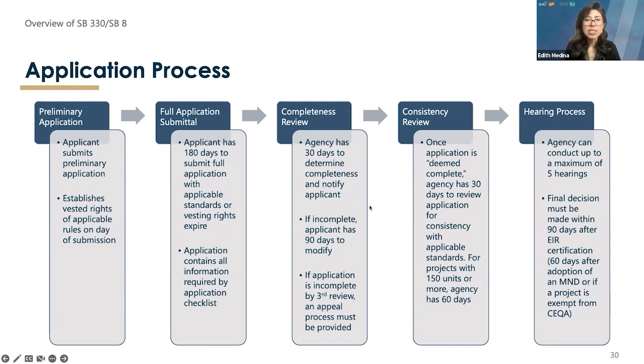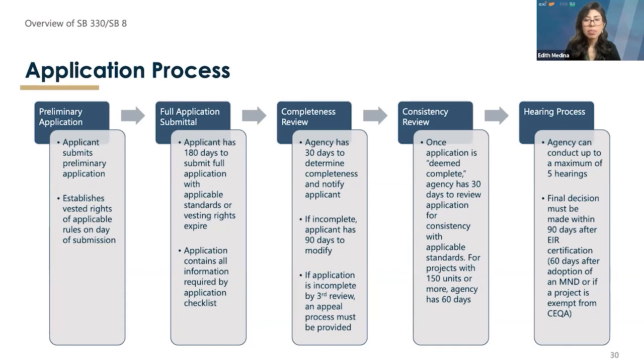The next step is when the agency has 30 days to determine completeness in writing. If it's incomplete, the agency writes a list and notifies the applicant within 30 days. The application is then deemed complete when the applicant resubmits. If it's incomplete, the applicant has 90 days to modify. And if the application is still incomplete by the 3rd review, then an appeal process has to be provided. Step 4 is when the application, once deemed complete, is reviewed for applicable objective standards. Agencies have 30 days to do this, or 60 days if the project has 150 units or more.